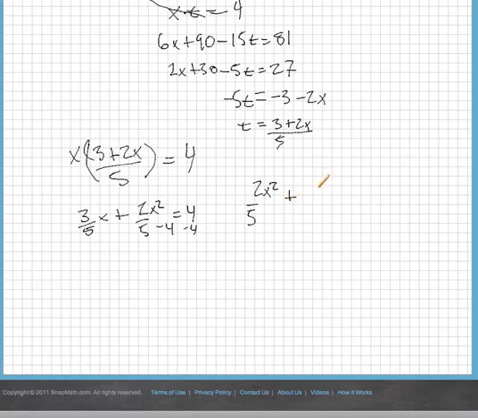Now we can set it up as a quadratic and plug it into the quadratic formula. Plus 3x minus 4 equals 0. Plug it into the quadratic formula where negative this plus or minus.